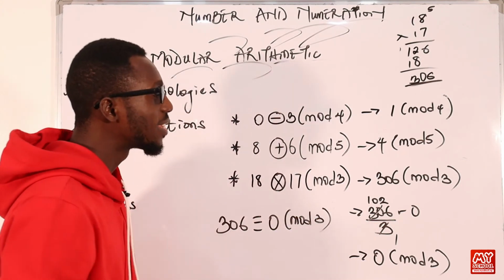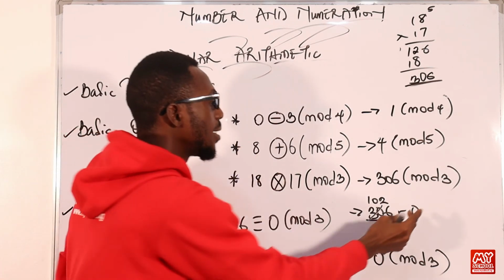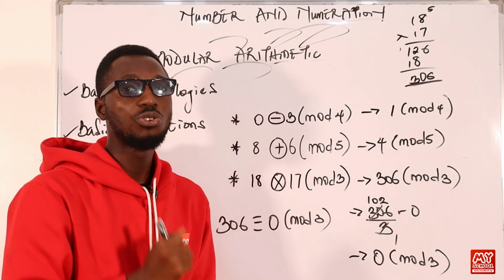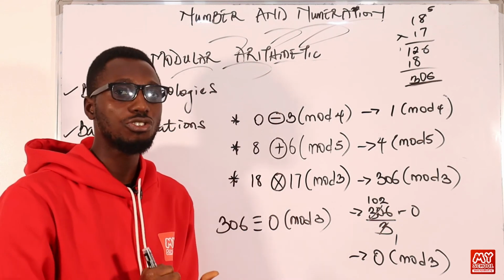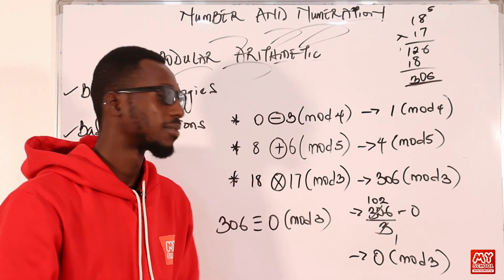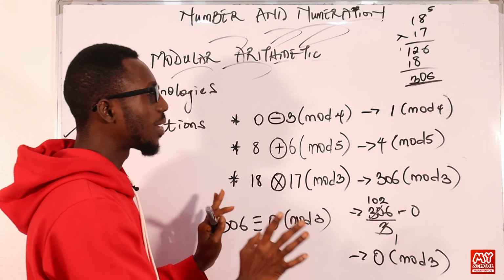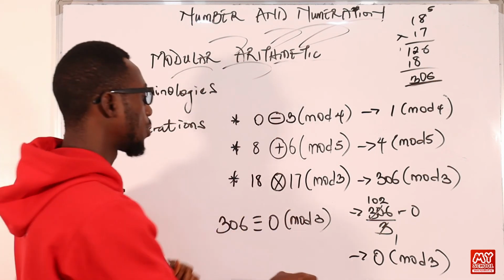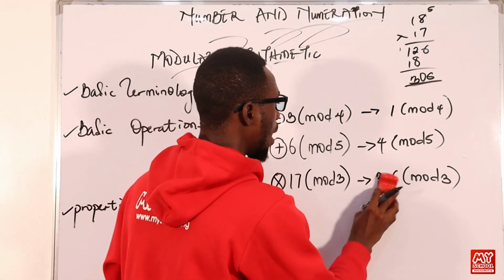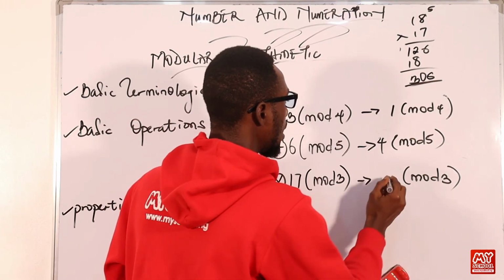So in modular arithmetic, what your target is about is this remainder. Make sure that you do not leave your answer in fraction or decimal form. Okay, so I'm going to use another method to confirm this expression here. I know that this is 0 in modulo 3.